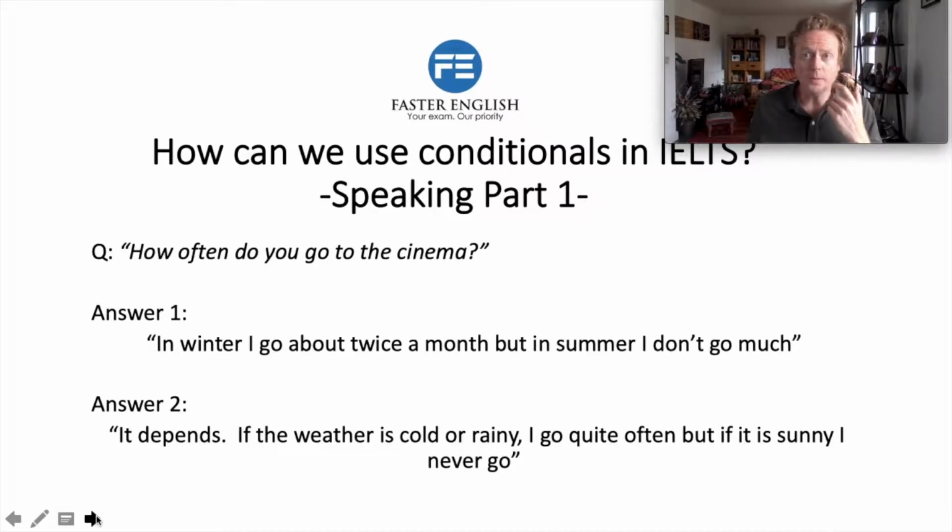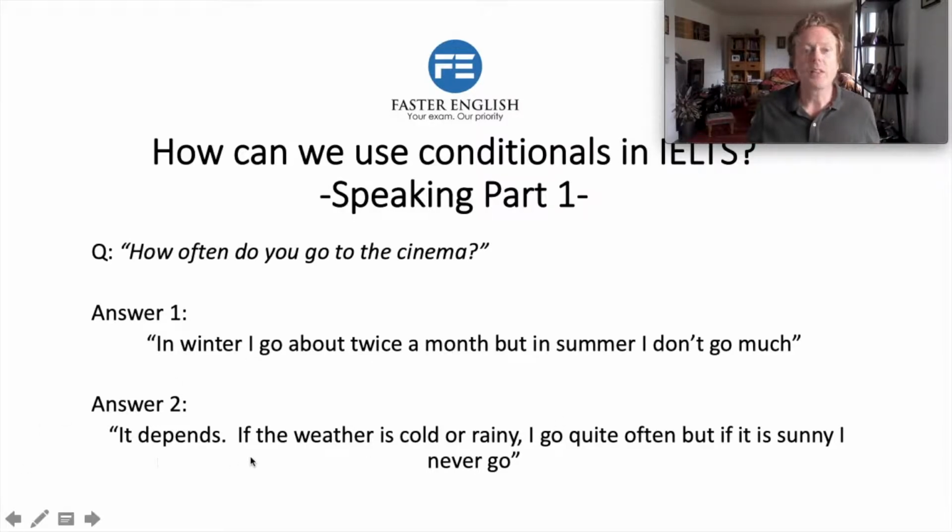So part 1, you might get a simple question like this: how often do you go to the cinema? An okay answer is this one: in winter I go about twice a month, but in summer I don't go much. That's still a good sentence. It has 2 parts, but to make it better, to make it more complex, we do it this way.